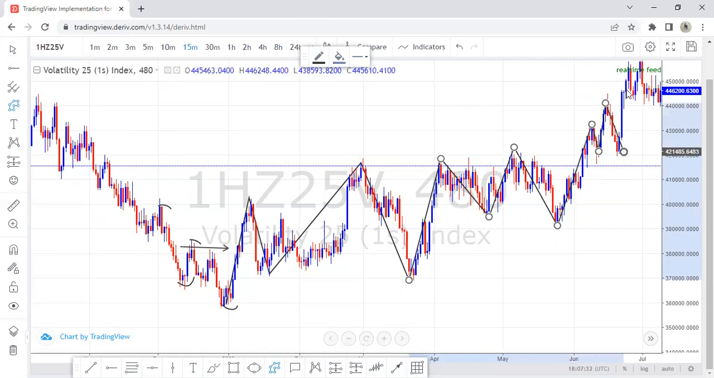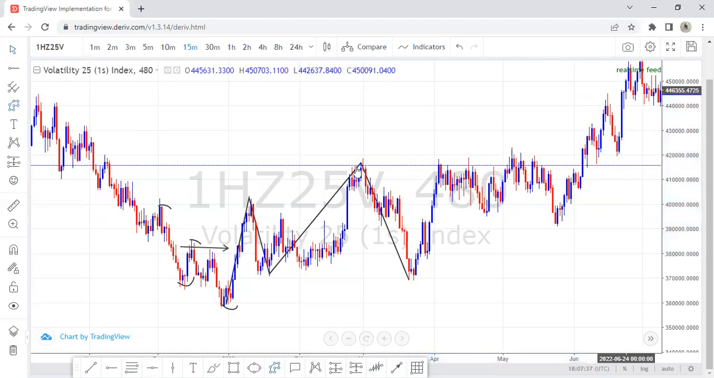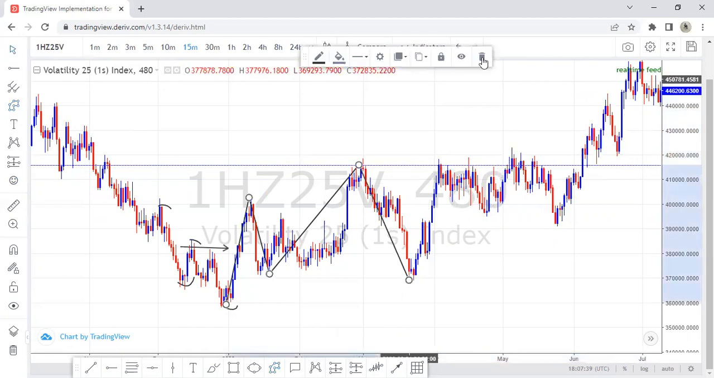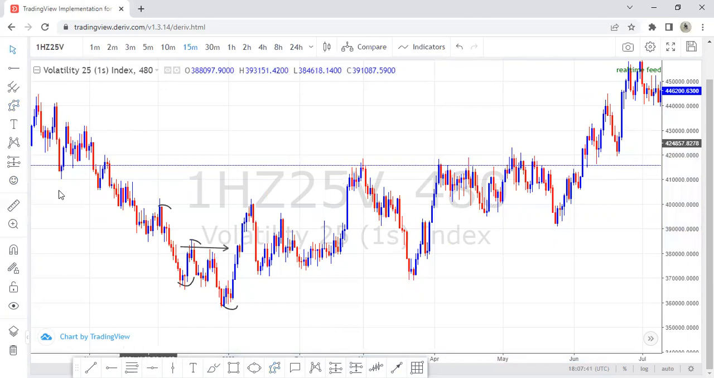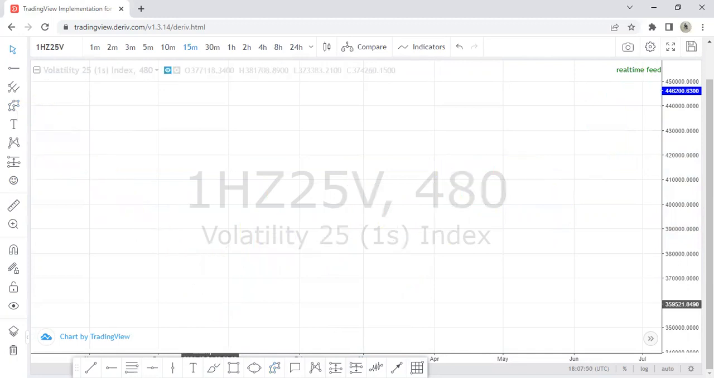So now this is not looking at the conventional market structure that you are taught, right? Market makes higher highs, higher lows, but it's not always the case, right? Market is not designed to be so smooth, right? So this is how the market actually looks, right?